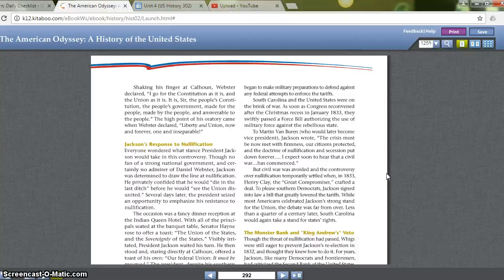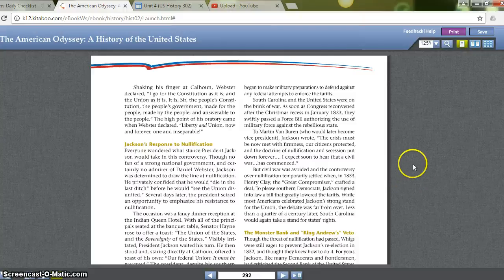But civil war was avoided and the controversy over nullification temporarily settled when in 1833 Henry Clay, the great compromiser, crafted a deal. To please Southern Democrats, Jackson signed into law a bill that generally lowered the tariffs. While most Americans celebrated Jackson's strong stand for the Union, the debate was far from over. Less than a quarter of a century later, South Carolina would again take a stand for states' rights. And South Carolina would be the first state to secede from the Union during the Civil War.